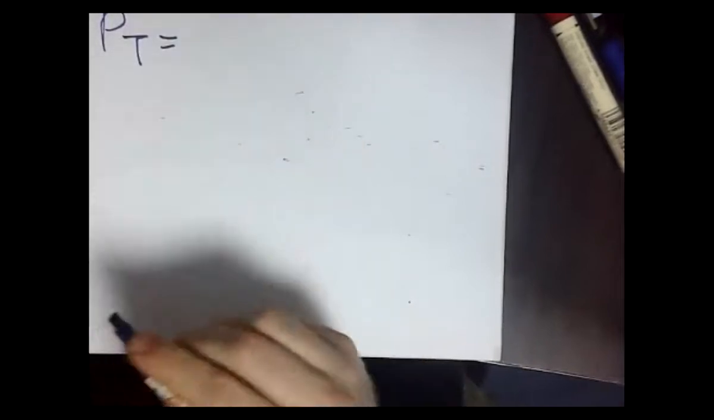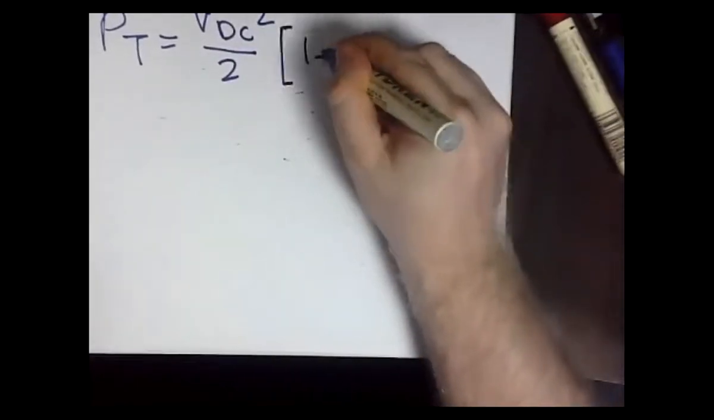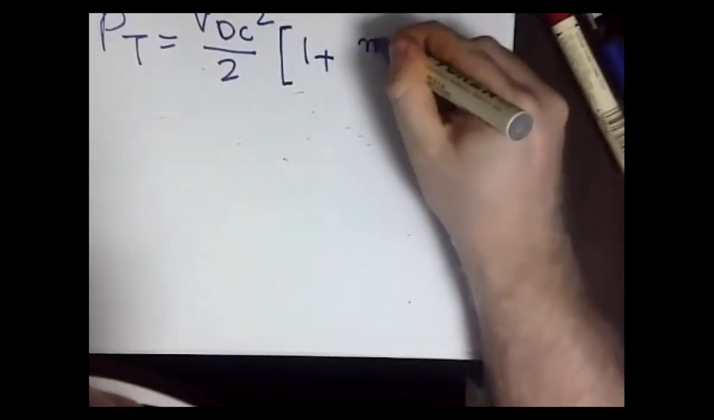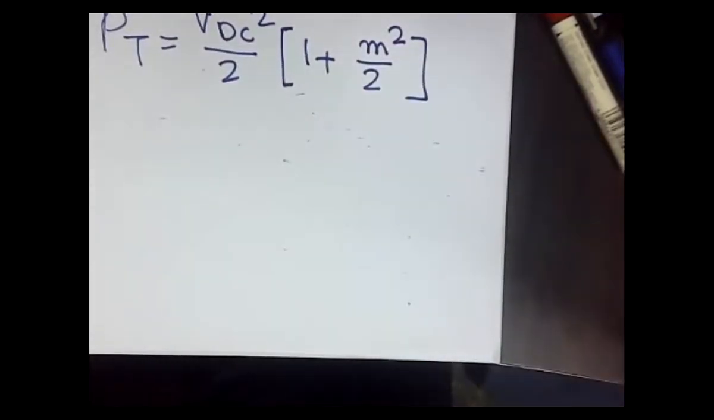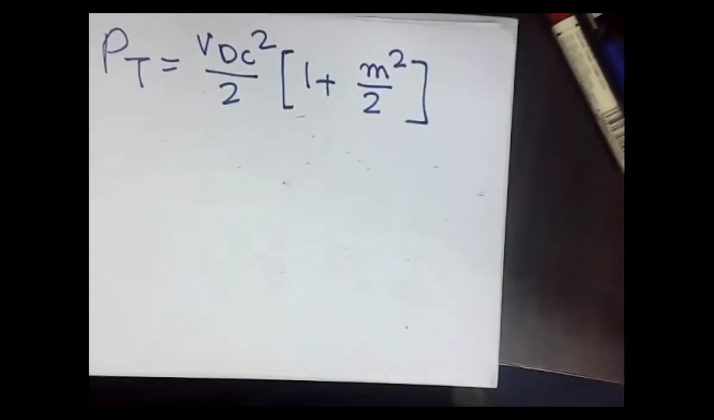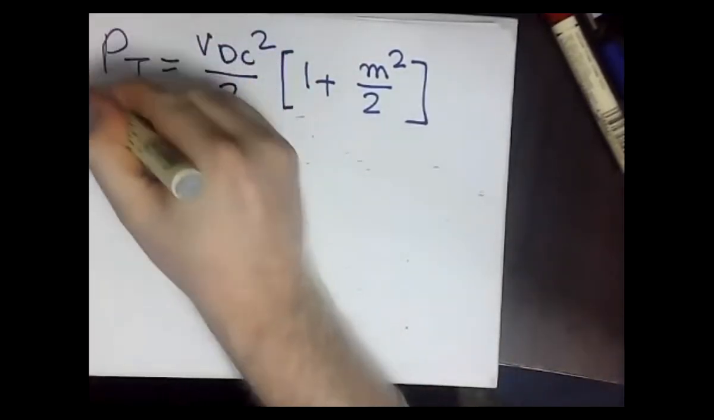So the equation will be as follows. What I do with that is that I will remove this and I will put M. So PT is equal to VDC squared over 2 times 1 plus M squared over 2. Okay. Till now you can consider this is some sort of rubbish mathematics. You're just doing some steps, step by step, and now you calculate the total power of the signal. Okay, very nice.